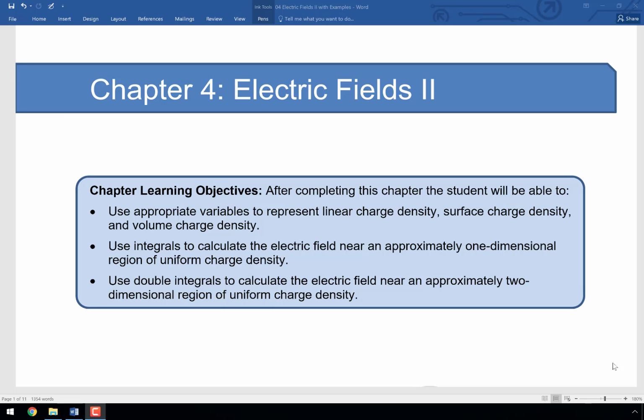Remember that last time we talked about electric fields due to point charges, so there's a certain amount of coulombs at a particular point. But unfortunately, that's not very realistic because points don't really exist in the real world. They're a geometrical construct. So we're going to consider what happens when you have three-dimensional regions of charge or approximations of that as two-dimensional regions of charge and one-dimensional regions of charge. So we'll be able to consider linear charge density, surface charge density, and volume charge density.